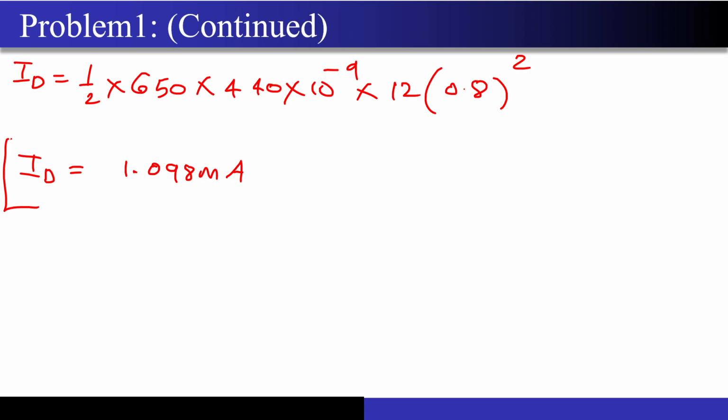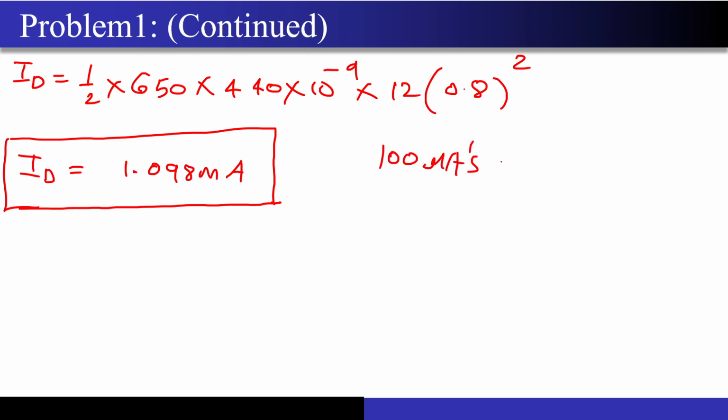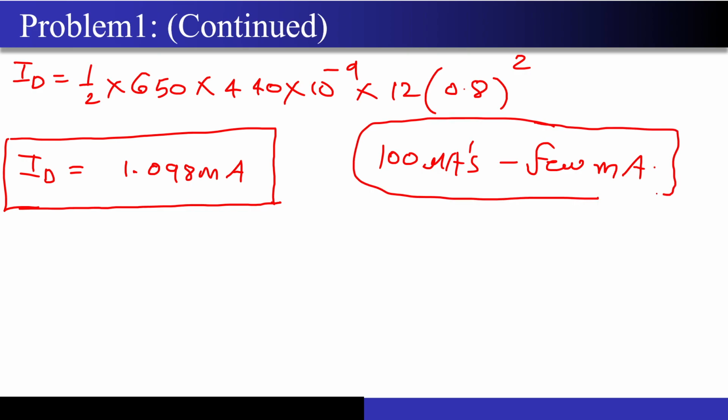This is generally the value you will get when your transistors are operating in the saturation region, generally from 100 microamps to a few milliamps. This is normally the range when your transistor is in saturation, depending on the value of the width by length ratio that you choose. I hope this question is very much clear. Again, a very easy question. There was no trick in this question, right?